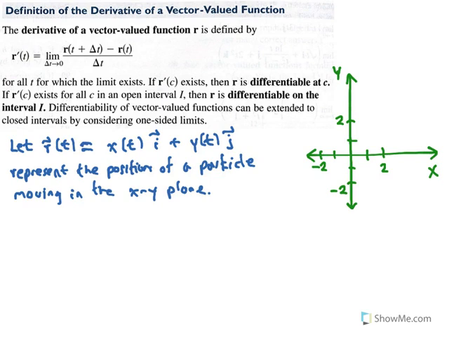So now we consider motion in a plane. So we have a vector-valued function, r of t, giving us the position of a particle moving in the xy plane. And if you look at this vector-valued function, it has a horizontal component and a vertical component, each multiplied by their respective standard unit vectors. So the next question that we have is, this is the position of the object at time t.